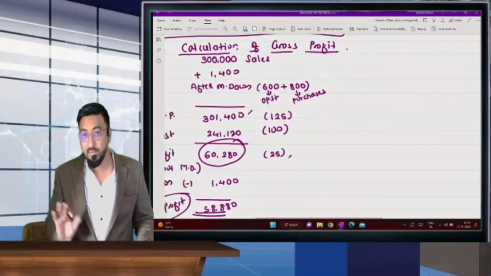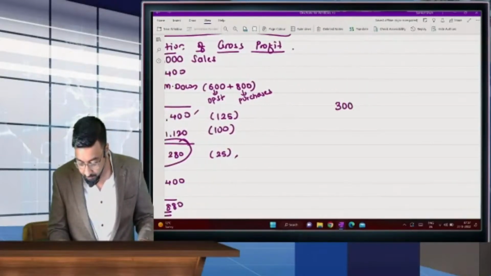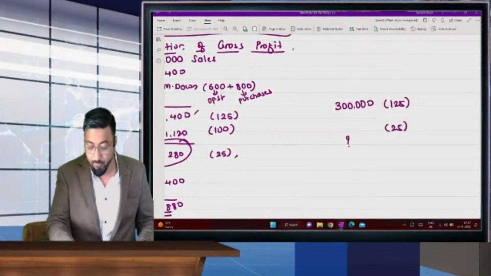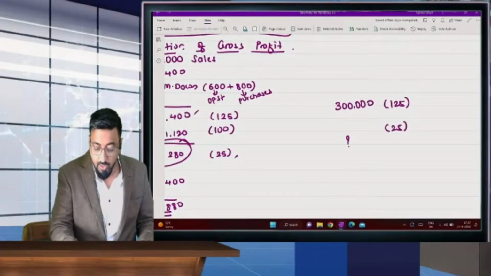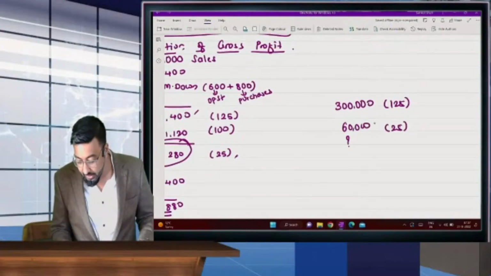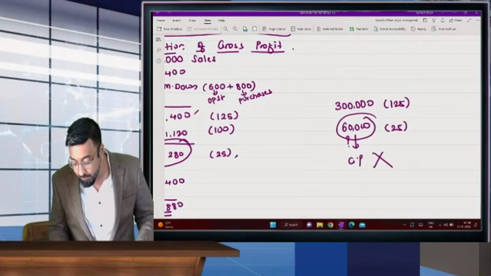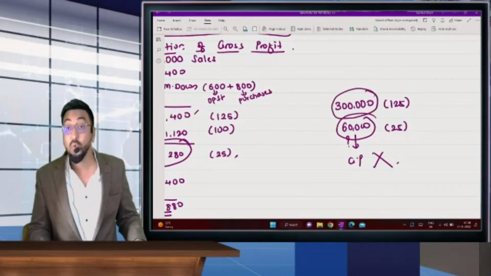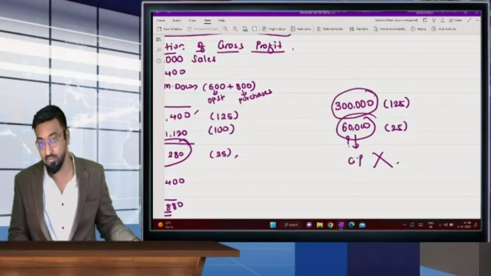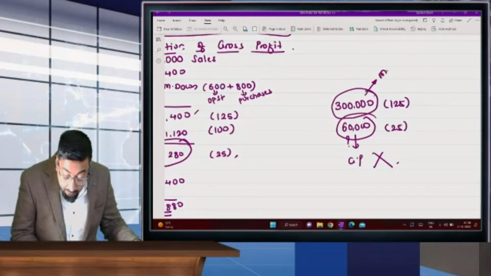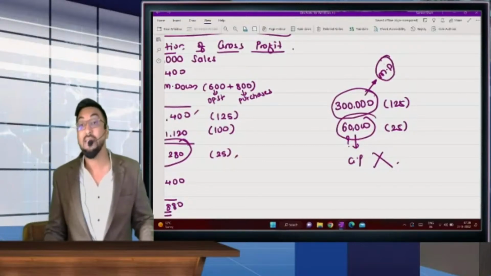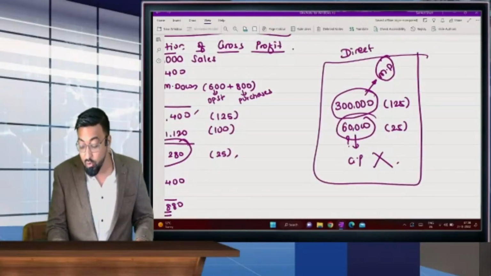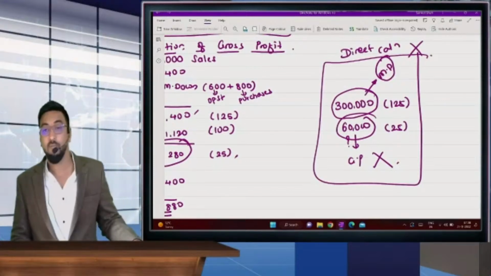If I calculate simply 3 lakhs at 125, so what is the profit at 25? My profit will be 3 lakhs into 25 divided by 125, 60,000. And if this is the GP, it's a wrong GP. Why is this GP wrong? Because here these 3 lakhs are not at the normal selling price. These 3 lakhs are after markdown. So you cannot calculate directly 3 lakhs for 125.